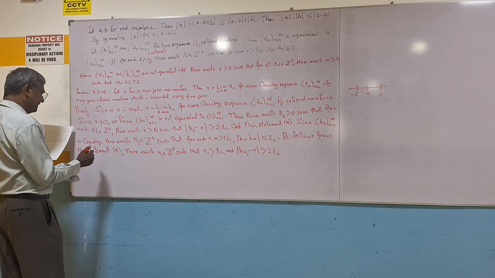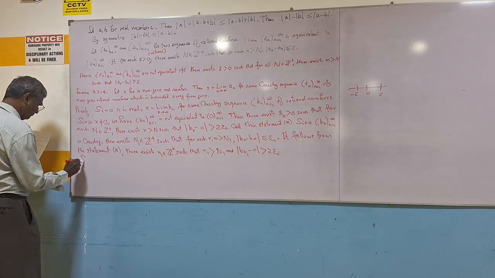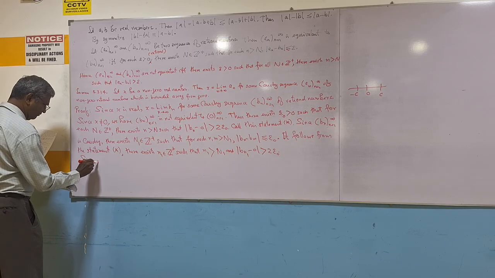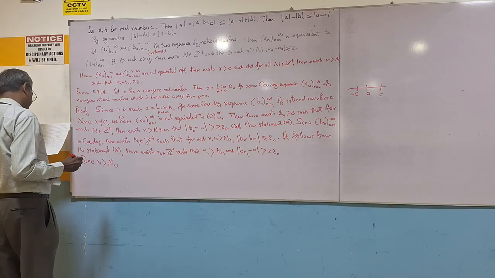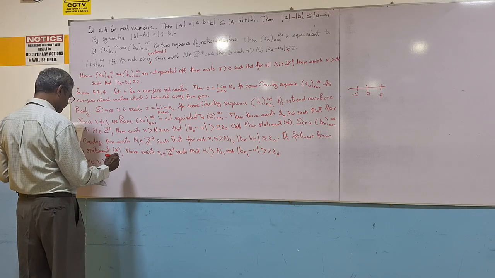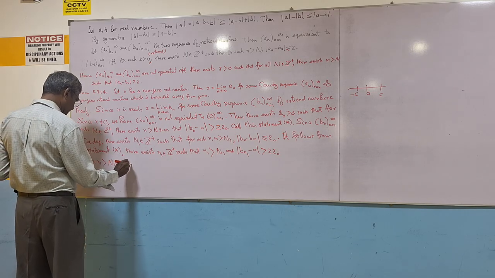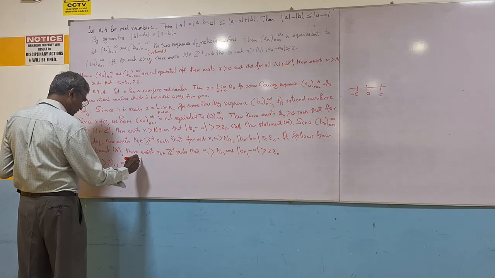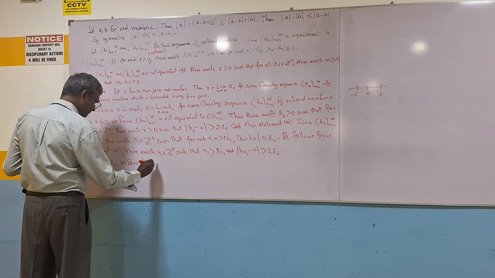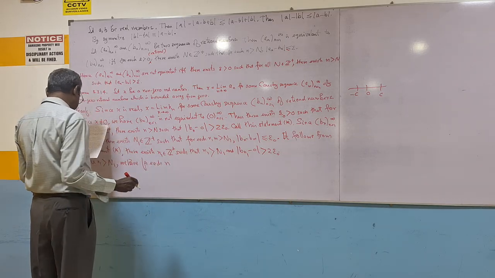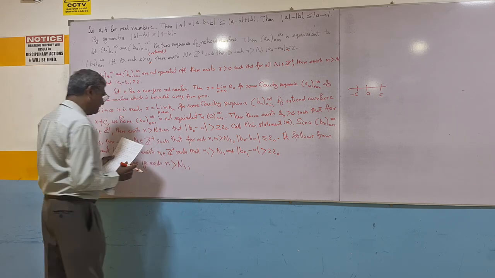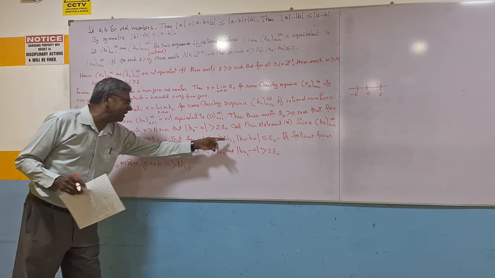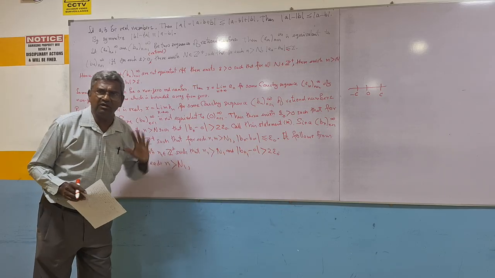Since n1 greater than N1, we have for each simple n greater than n1. What we know is for each n greater than n1, we know this line.